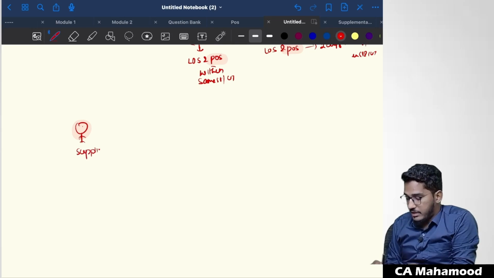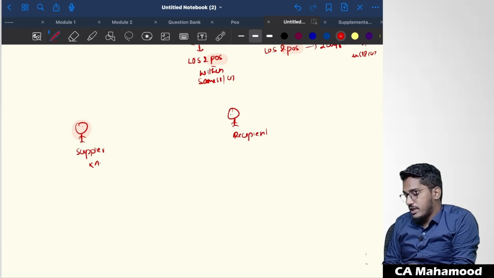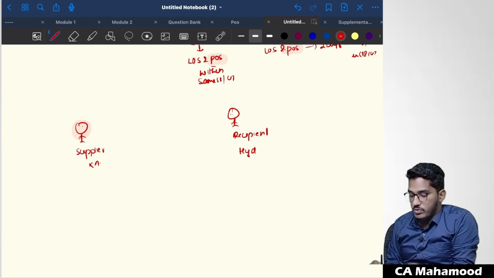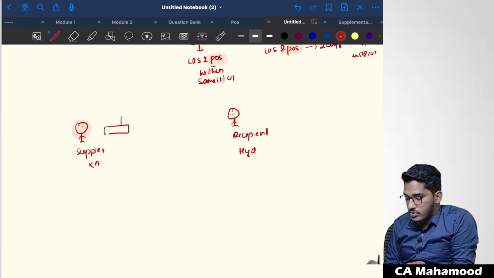I am located in Karnataka. One day a recipient came to me. This recipient is actually located at Hyderabad location. So he came to me, he bought the goods. This involves movement of the goods. Now I have loaded all the goods on the truck. So this truck has started movement. So now the goods are in movement.